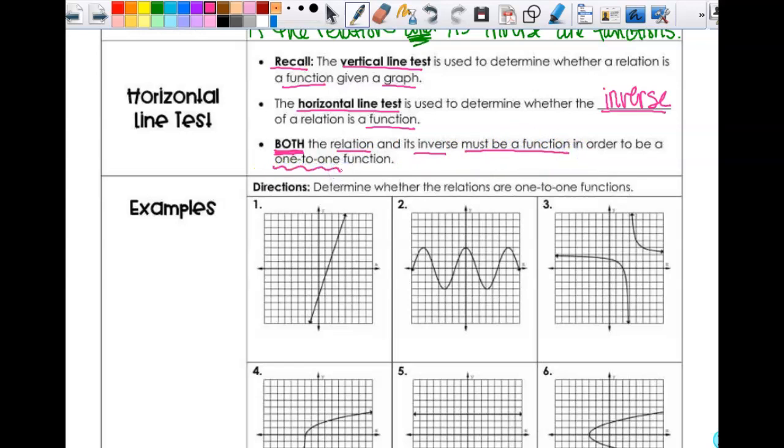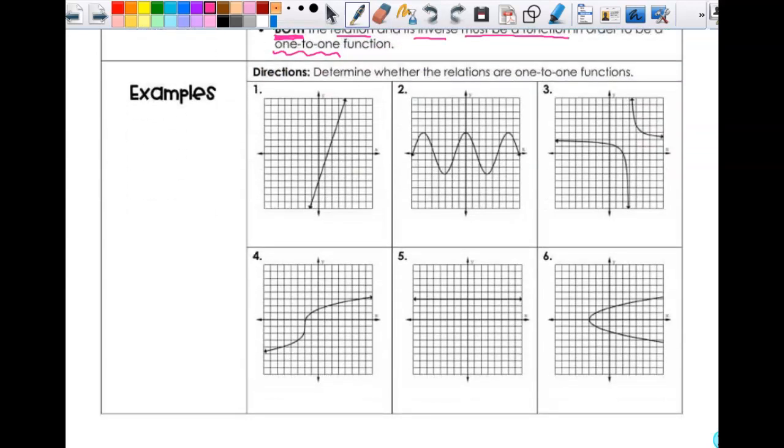Okay? So, first let's just look at 1 through 6. Are all of 1 through 6 actually functions? Okay, so let's just do that part first. So, is it a function? Yes, it passes the vertical line test, so that's a function. This passes the vertical line test, so it's a function. This passes the vertical line test, so it's a function. This is a function. This is a function. Okay? And then this, not a function.